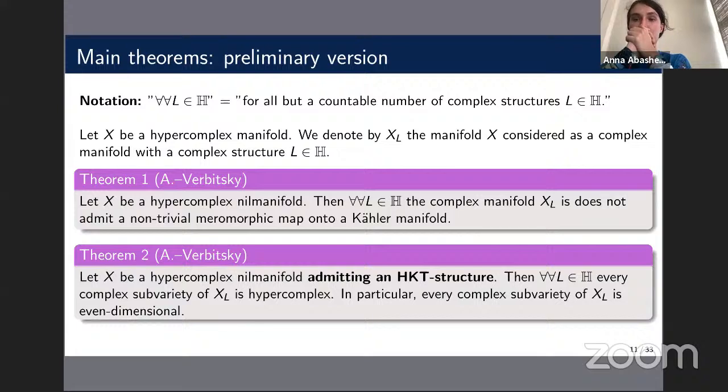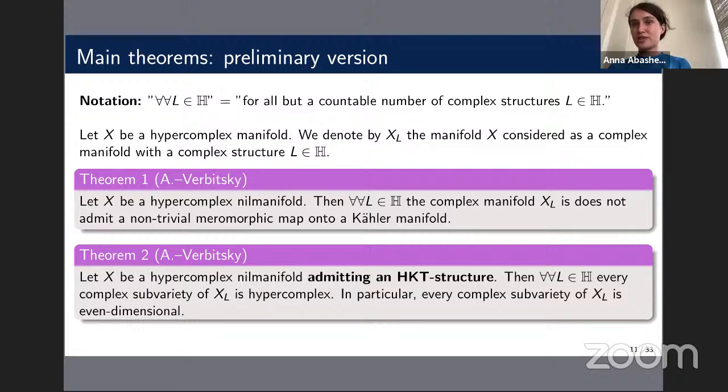Okay, so I'm almost ready to state the main theorems of my work. First of all, let me introduce a little bit of notation. So here is this strange symbol on the slide, for all L in H. It will always stand for the phrase for all but a countable number of complex structures L in H. So we have a sphere of complex structures, and this symbol means that we can erase a countable number of points, and what is left is a generic complex structure. So I will just say a generic complex structure for short, but that's what it precisely means.